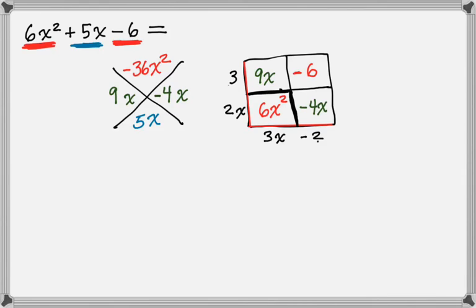I'm ready to write my answer. 3x minus 2 times 2x plus 3. I could have written these factors in either order and still been correct. So that's a quick example of how to factor a quadratic expression.